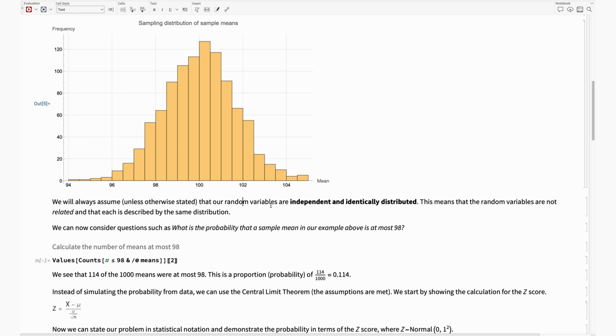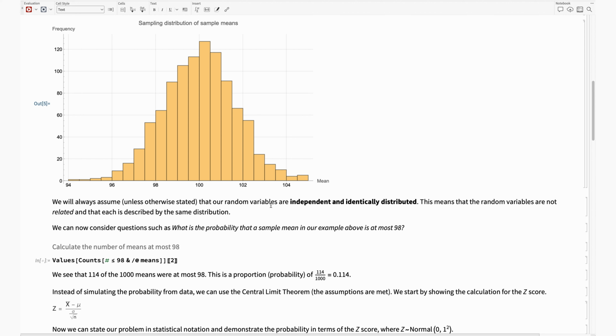Or you can think about flipping a fair coin. No matter what the previous outcome was, heads or tails, that has no bearing on what the next outcome is going to be. These are independent. We also want each random variable of those 36 to be identically distributed. So they all come from the same distribution. Every time I select one of those 36, it comes from this very same normal distribution. We're always going to assume that unless we state otherwise. So let's just assume that is so.